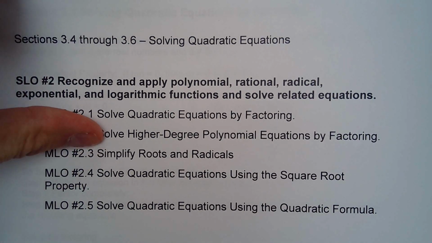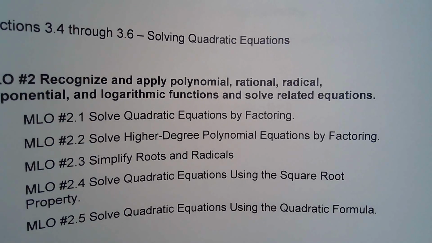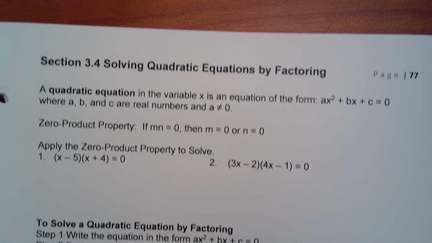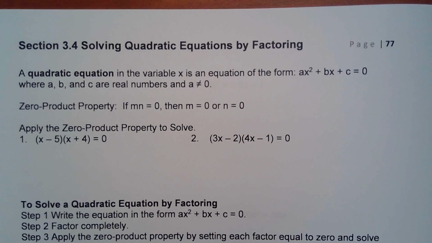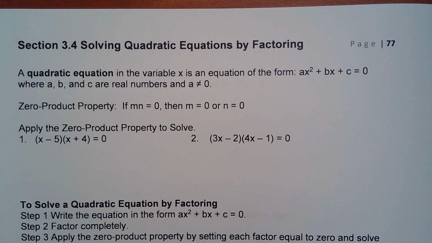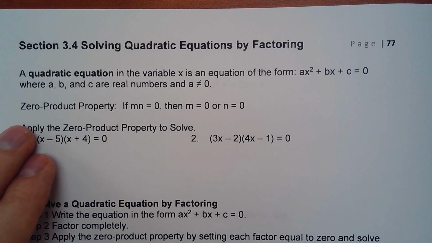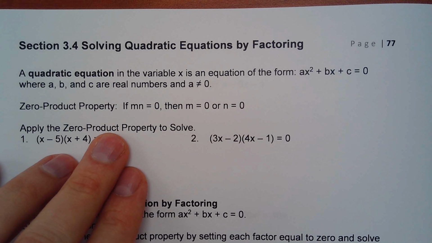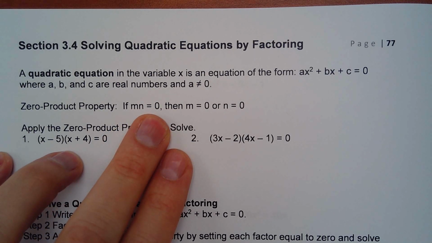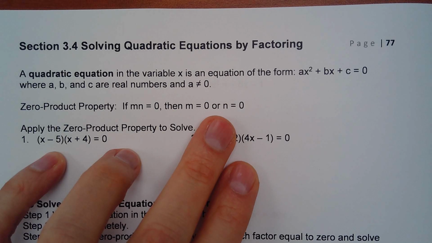So let's first start talking about solving quadratic equations by factoring. And so just a reminder, a quadratic equation of the variable x is an equation in the form of ax squared plus bx plus c equals 0, where a, b, and c are real numbers and a does not equal 0. And we have something called the zero product property, or sometimes it's called the zero factor property. If m times n equals 0, then m is 0 or n is equal to 0.